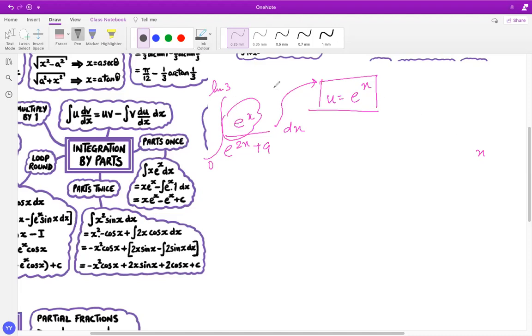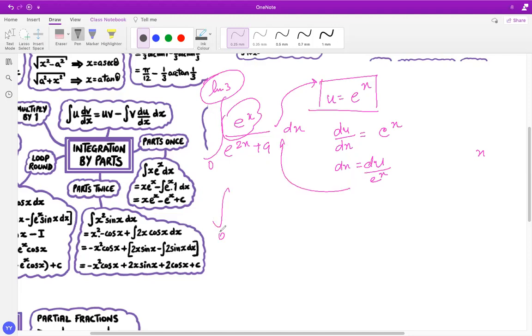Once you make the substitution, what is really important is that you have the limits in the right place. Lots of students make the mistake of keeping the limits the same even after the substitution. These are the limits for x values, not for u values, remember that. So you find du by dx, which is e to the power x. Now dx is nothing but du over e to the power x. Now I'm just going to put it back here.